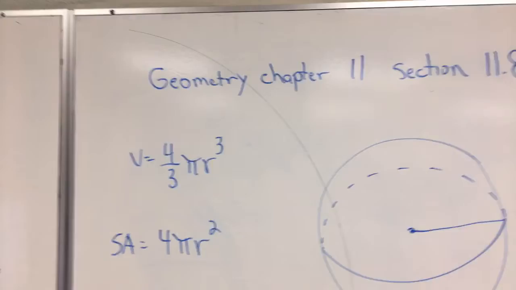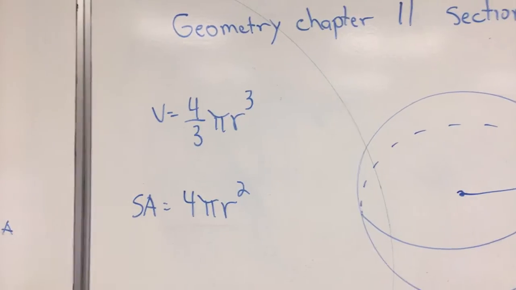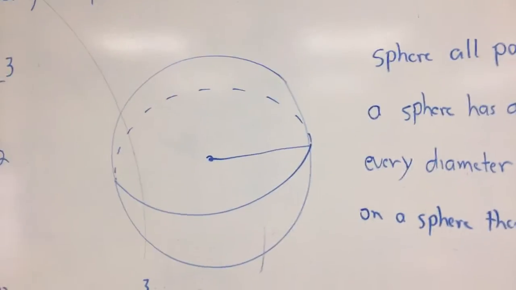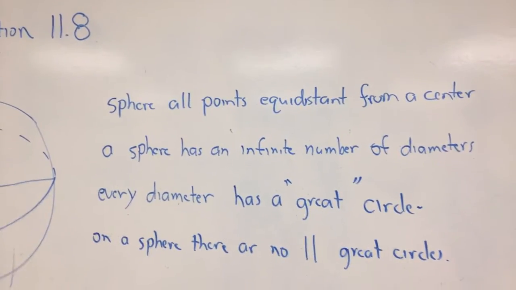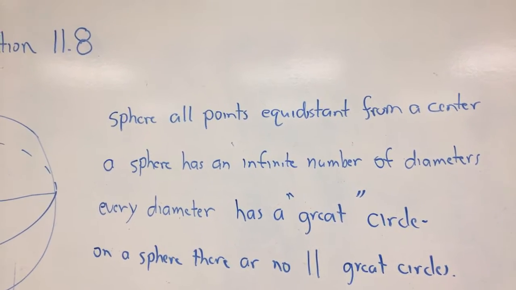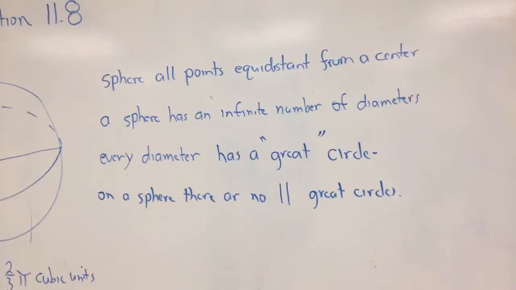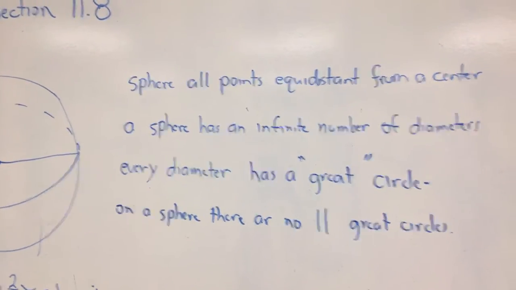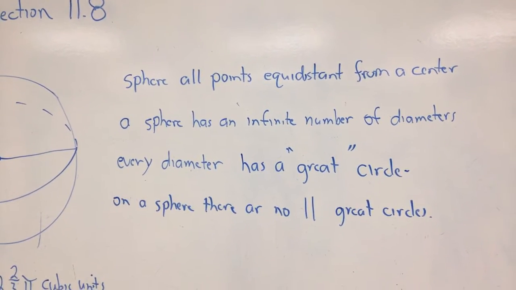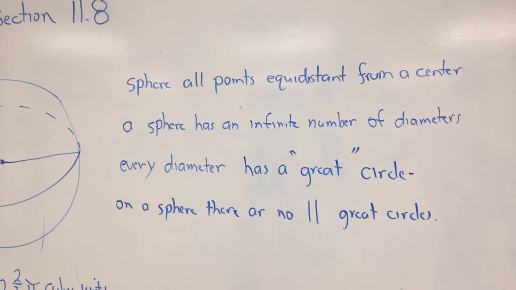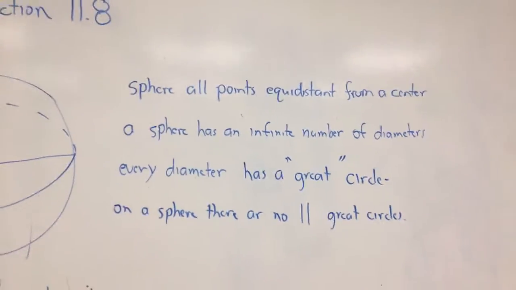All right, so chapter 11, section 11.8 has to do with volume and surface area of a sphere, okay? Now a sphere, don't you just love my artistic talent here? The geometric definition of a sphere is all points equidistant from a center or from a point. A sphere has an infinite number of diameters. If you can imagine that center point there, how many sticks could you run through it? An infinite number is the right answer. And every diameter has something called a great circle. So on a sphere, there are actually no parallel lines. You cannot draw parallel lines because we define the line as the great circle. And no two great circles are parallel.